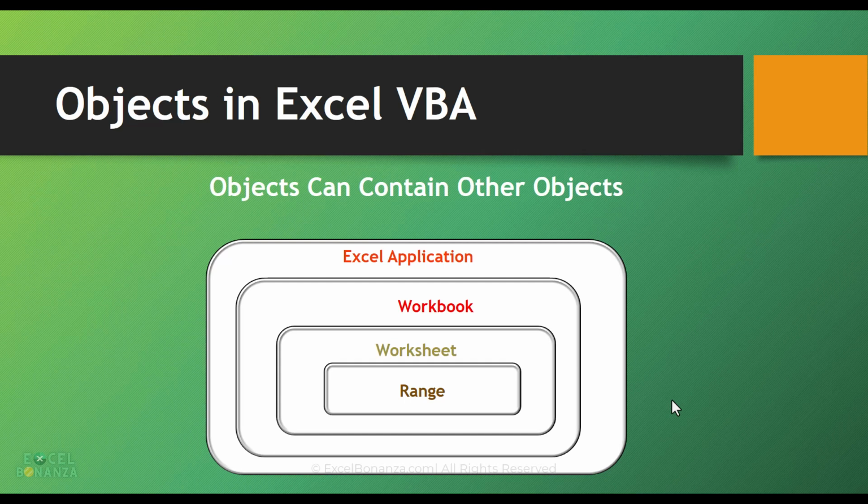And also, you need to understand that objects can contain other objects, and they are called container objects. So for example, the Excel application object contains the Excel workbook object, right? Because the Excel workbook is part of the Excel application. And also the Excel worksheet is part of the Excel workbook object as well. Because a worksheet is going to be inside a workbook. And also the range object is contained inside the worksheet object as well. So you need to understand the idea that objects can contain other objects.